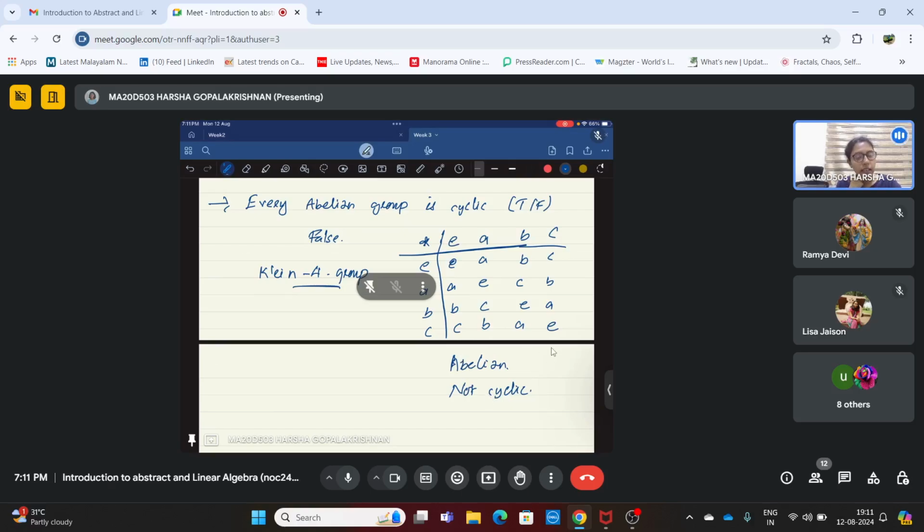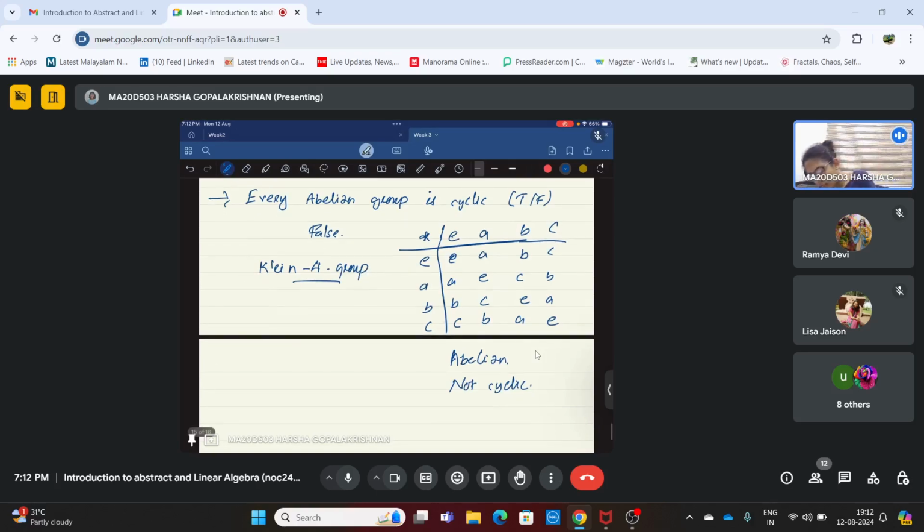Why is it not cyclic? Not cyclic means we should say there exists no element which generates the whole group. What is the group here? The set E, A, B, C with the given star operation. This is our star operation, right? So with this operation, the set E, A, B, C is called the Klein-4 group. Okay. So from the group table, we can see it is abelian.